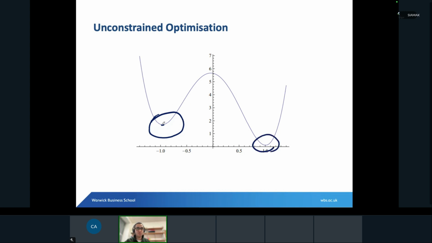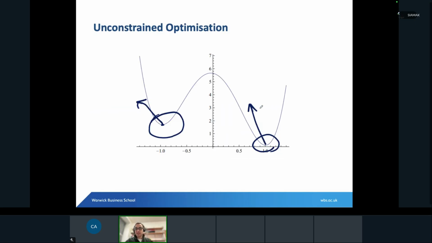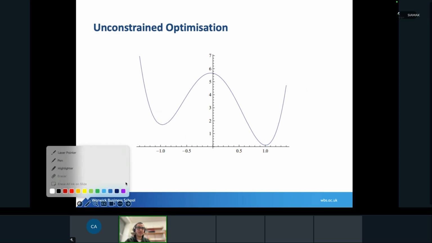What do we call this point? Do you remember from last week? What do we call this point and this point? What do we call them? The left one is local optimum, and this one is global optimum. Fantastic.